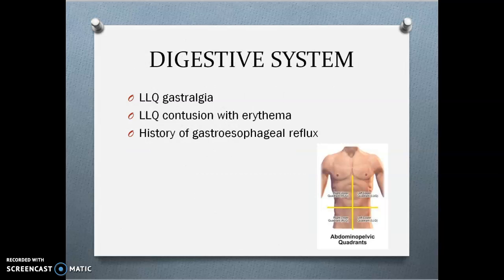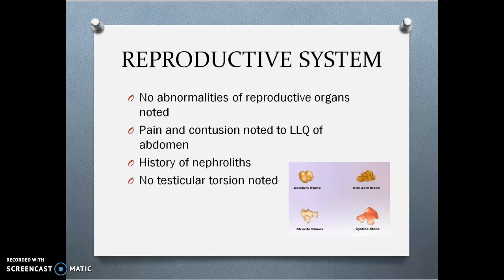Next, we'll discuss the digestive system. There was left lower quadrant gastralgia, left lower quadrant contusion with erythema, and a history of gastroesophageal reflux. Next, we'll discuss the reproductive system. There were no abnormalities noted of the reproductive organs. There was a pain and contusion noted to the left lower quadrant of the abdomen. History of nephroliths. No testicular torsion was noted upon exam.